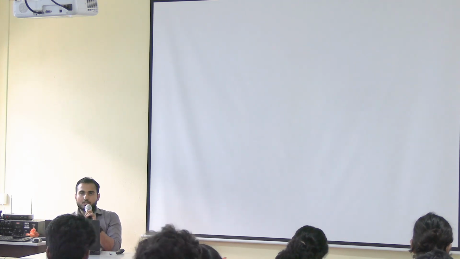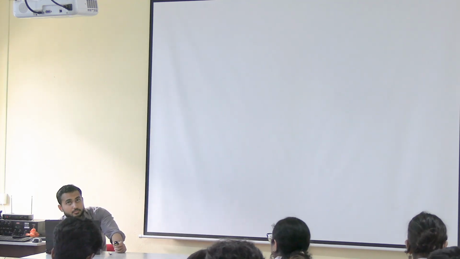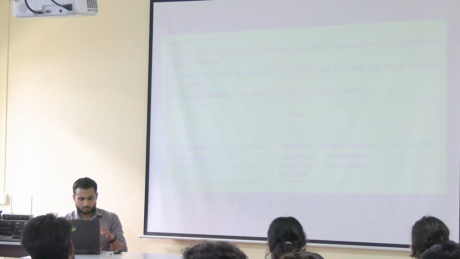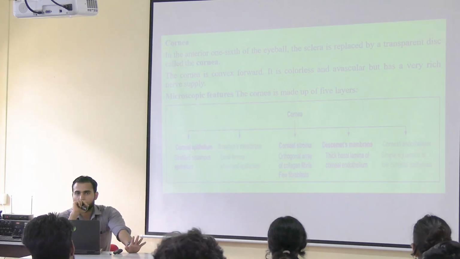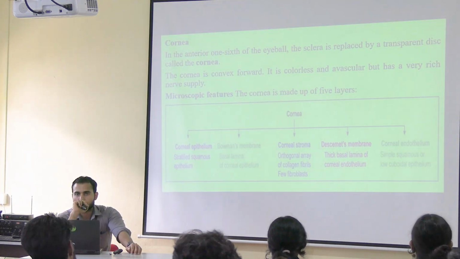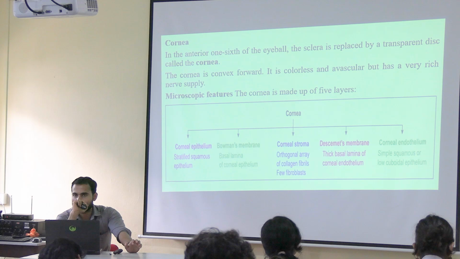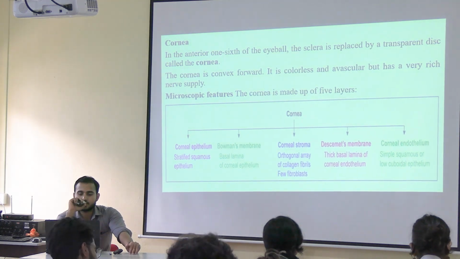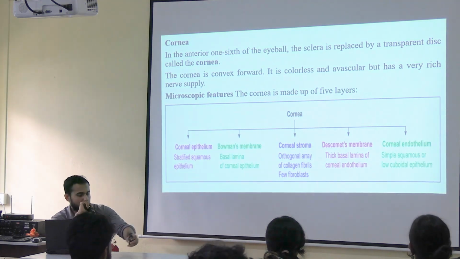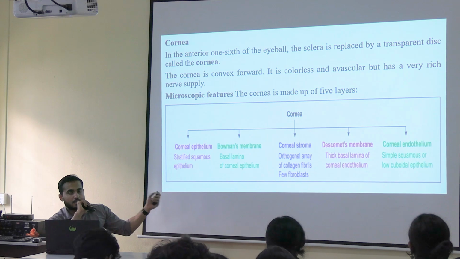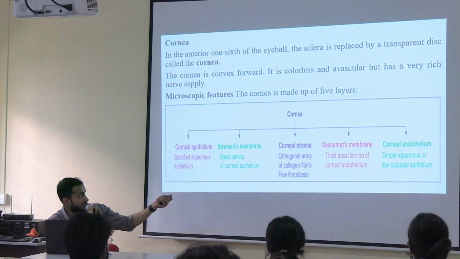Next, the microscopic structure of the cornea. You have to know about the 5 layers of the cornea. What are those layers? As you can see, first of all, the corneal epithelium is there. The corneal epithelium rests on a basement membrane that is called Bowman's membrane.